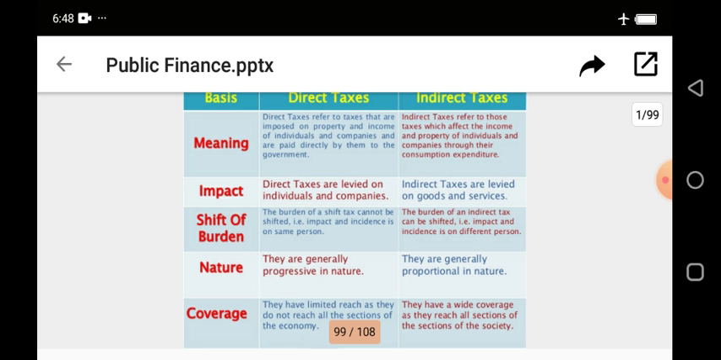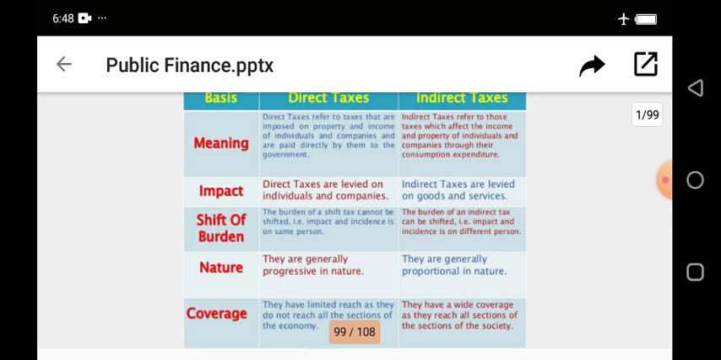So shift of burden. Yes, for direct tax, the burden of such tax, the weight of such tax, the impact of such tax cannot be shifted. So the impact and incidence of such tax is borne by the person paying it. So you can't shift the burden. While for your indirect tax, the burden can be shifted, meaning the impact and the incidence of such tax can be shifted to another person, meaning the producer can shift it to the consumer, or the consumer can shift it to the producer, or both of them can share the burden of such tax.